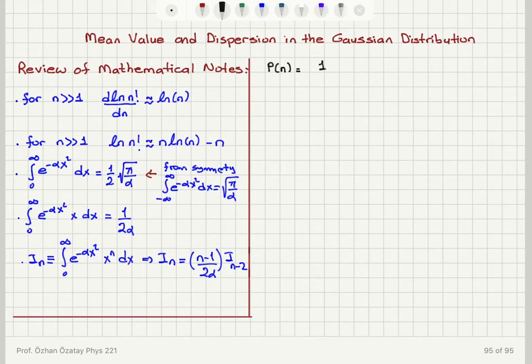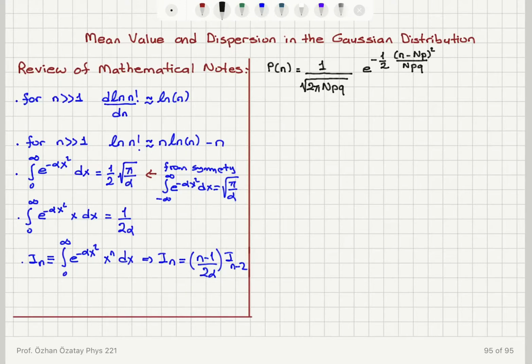It is 1 over square root 2 pi NPQ, capital NPQ, exponential minus 1 over 2 n minus NP squared divided by NPQ. So this is our Gaussian distribution.